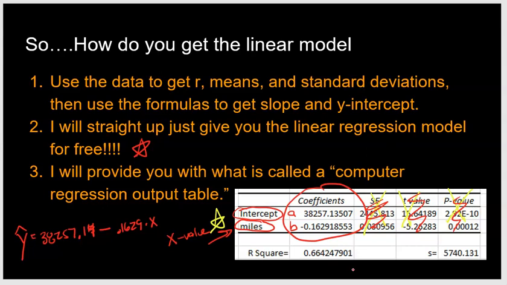Now, the other numbers in this table, R squared and S, we are going to learn in part 2 of this topic. So that's it for part 1. We learned why it's called a least squares regression line and why it truly is the best line. And we learned how to get the equation, how to get the linear regression model that we so covet.